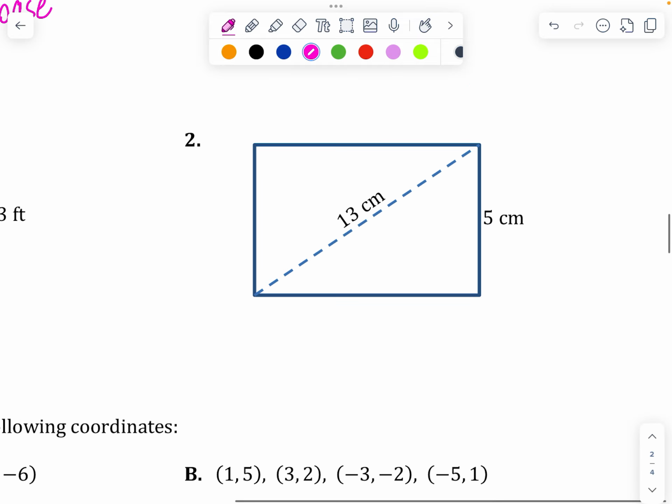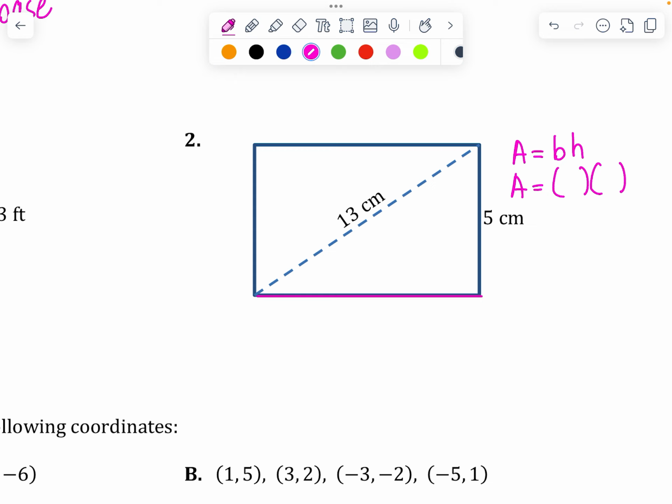This rectangle right here, area equals base times height. Area equals, I need the base, I need the height. All right, so the base is this piece right here, which is the same as this, but it's not labeled, so I'll skip over it for a second. The height is perpendicular to that. So the height is 5. So I need the base, which is unknown right now. So what I'm going to do is I'm going to call it x.